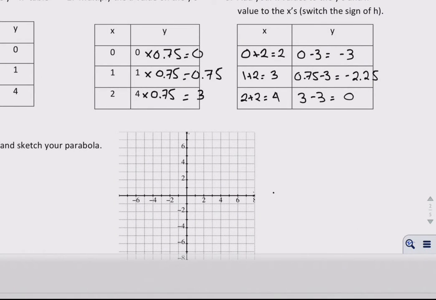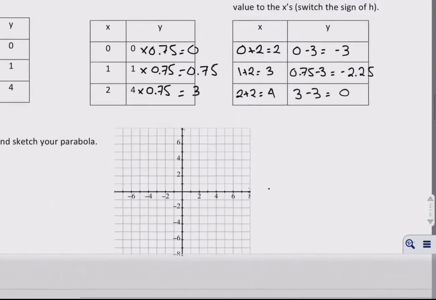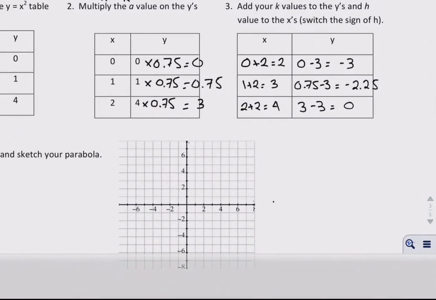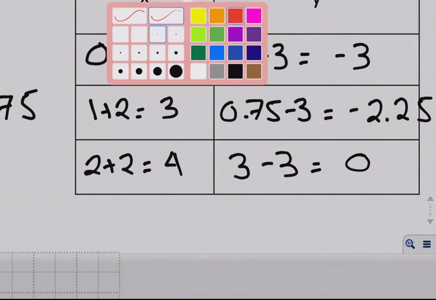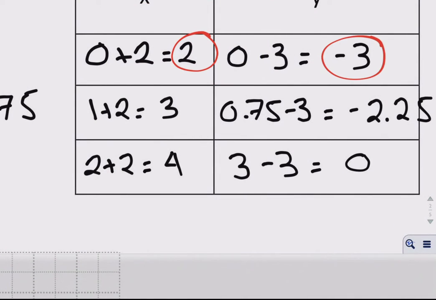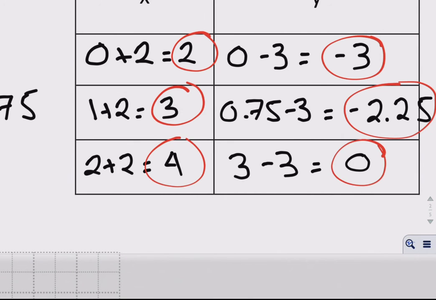So what are our values? Well, we look at the final values in the last table. So over here, what I'm going to be taking as my x and y coordinates, well, 2 and -3, 3 and -2.25, and then 4 and 0. So those are my x and y coordinates.